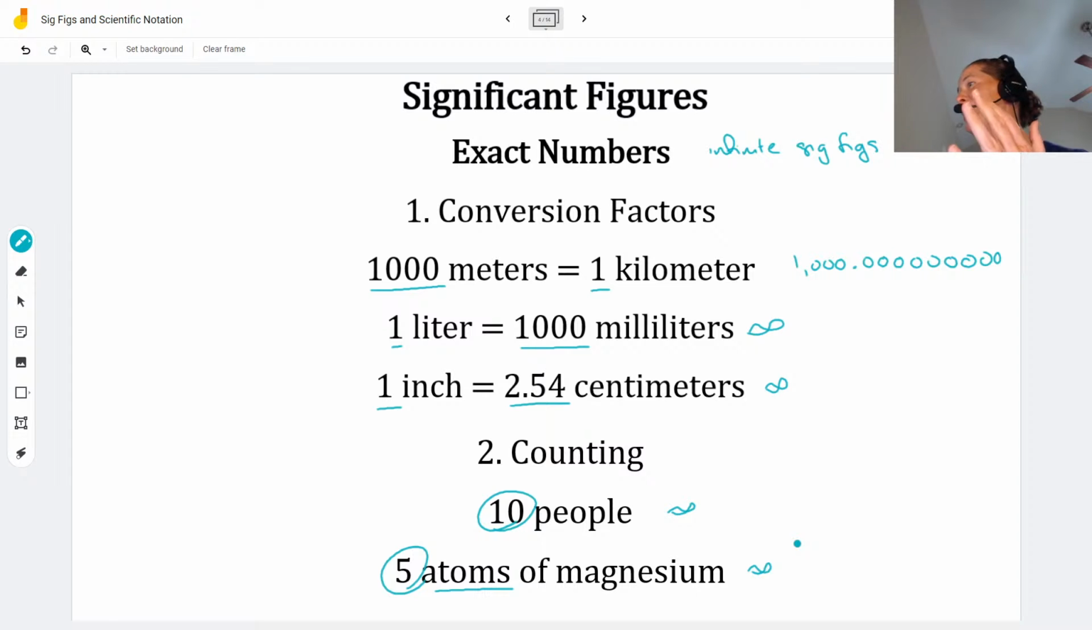Okay. Questions about counting sig figs? Once you get practice with it, it'll come a lot easier. But when you're first starting out, even if you can make a list of the rules, especially of the rules of zeros, that can be really helpful.